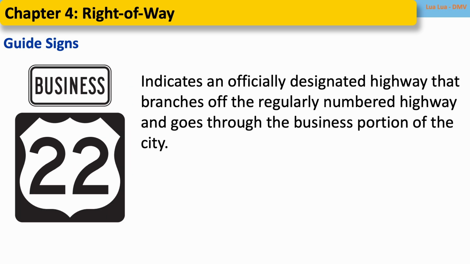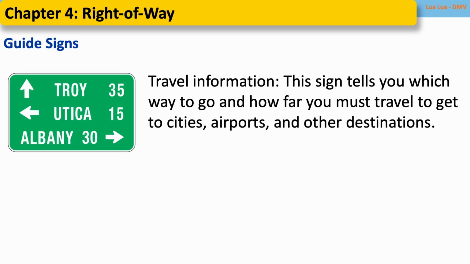Indicates an officially designated highway that branches off the regularly numbered highway and goes through the business portion of the city. Travel information. This sign tells you which way to go and how far you must travel to get to cities, airports, and other destinations.